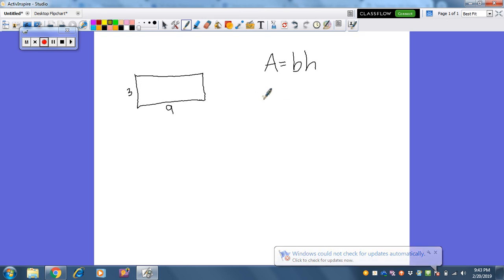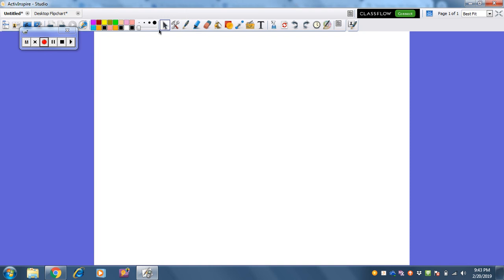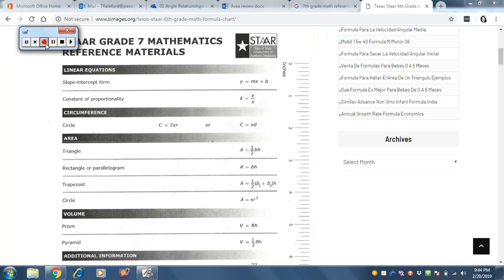Then you're going to rewrite it. A is still A. Base is 9 and height is 3. It really doesn't matter which number is your base and which number is your height, because you're going to multiply them. So 9 times 3 is 27. Of course, your numbers are different. So if you copy me, it doesn't make any sense. Make sure you use your numbers.